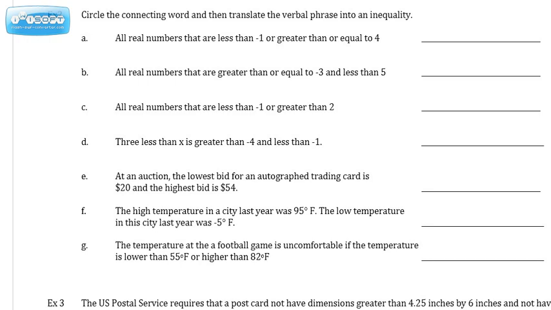Now example 2 talks about translating. And it says circle the connecting word and then translate the verbal phrase into an inequality. So we're going to do a few examples together. All real numbers that are less than negative 1 or greater than or equal to 4. And by connecting word, I'm looking for an and or an or. So for A, I see or as my connecting word. So in all real numbers that are less than negative 1, I'd write x less than negative 1. Here's my connecting word again. Greater than or equal to 4. So then x is greater than or equal to 4. And that would be my inequality.